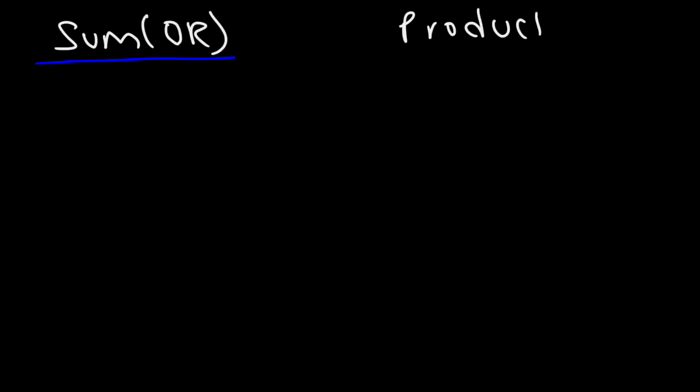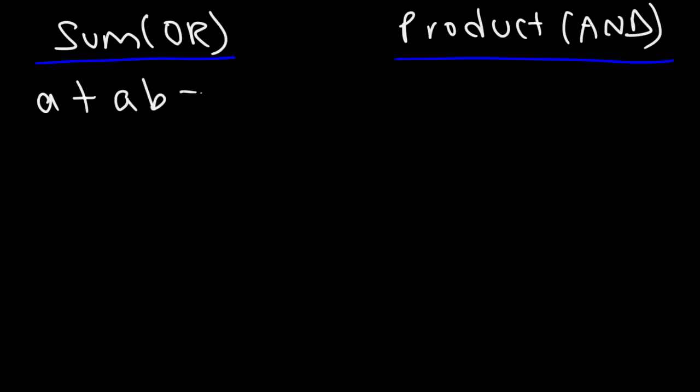Now there are two other Boolean algebra rules that I want to go over. The next one is pretty straightforward because you can easily prove it. So here it is, A plus AB is equal to A. And the product version of that is A times (A plus B) is equal to A. So this is the absorption property.